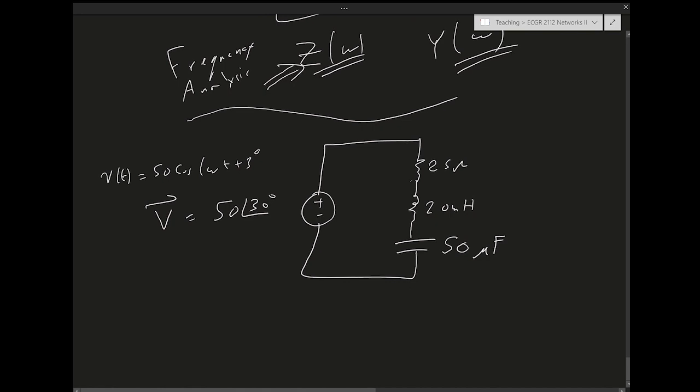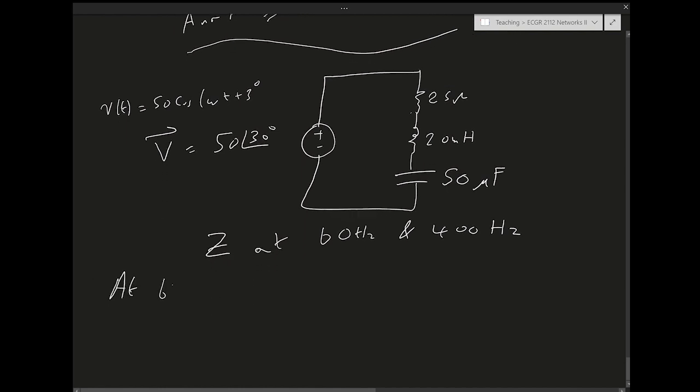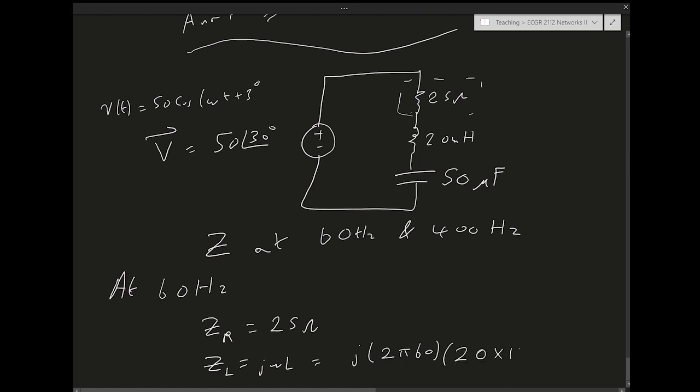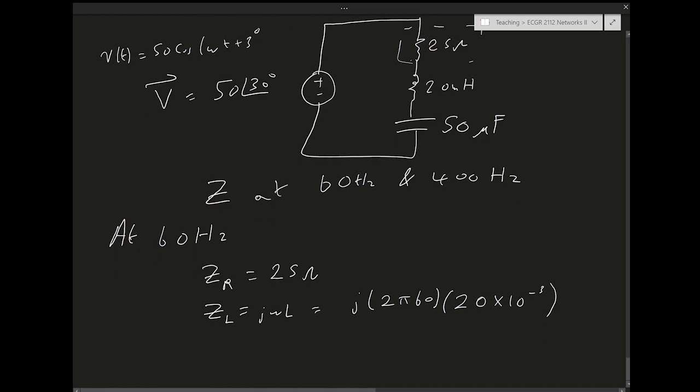What we're trying to solve for is the impedance of the circuit at two different frequencies, 60 hertz and 400 hertz. So at 60 hertz, the impedance of the resistor is just 25 ohms. The impedance of the inductance is j omega L, where omega is 2 pi f, 2 pi 60, and L is 20 millihenry, 20 times 10 to the power minus 3. If we do the math, this turns out to be j 7.54.